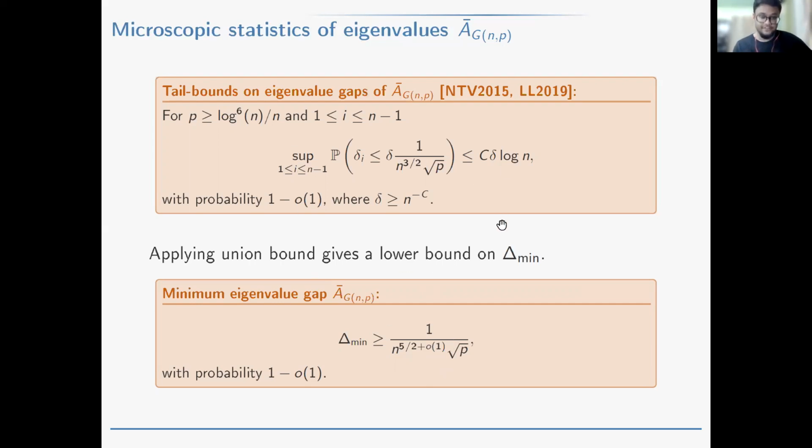But these are extremely challenging problems in general. For example, obtaining microscopic statistics, information about each adjacent eigenvalues, are extremely notorious problems in random matrix theory. Okay, so we have information about the microscopic statistics as well, where we could obtain a lower bound for the minimum of all eigenvalue gaps, right?